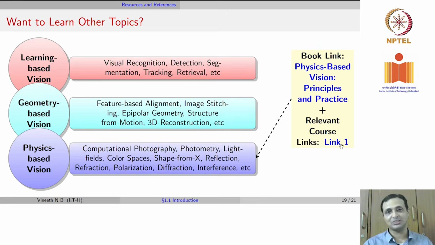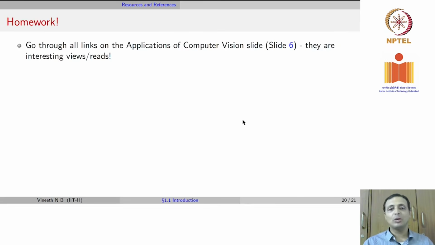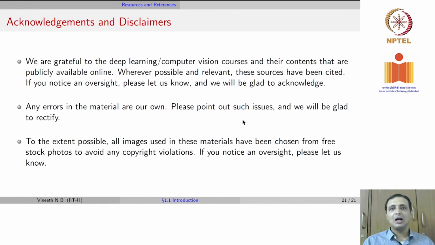One of the homeworks that we're going to let you take away from this inaugural introductory lecture is to go through all the links on the applications of computer vision slide. That was slide 6 for you. They're very interesting reads to open your world to a lot of different computer vision applications, which I think some of you at least may not have come across. That's going to be the homework for your first lecture today.